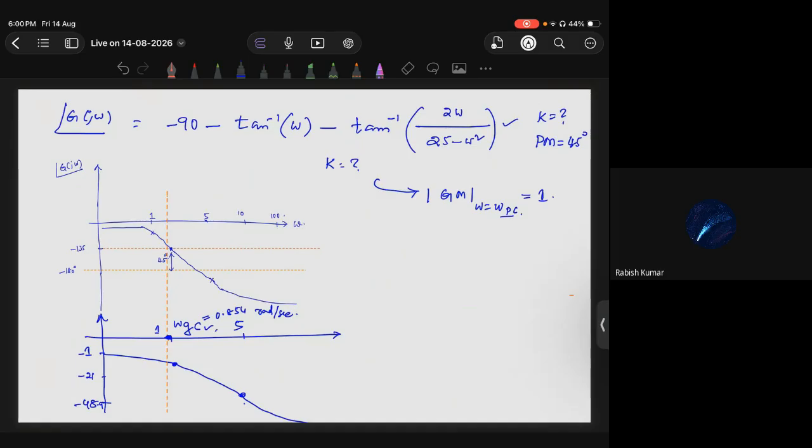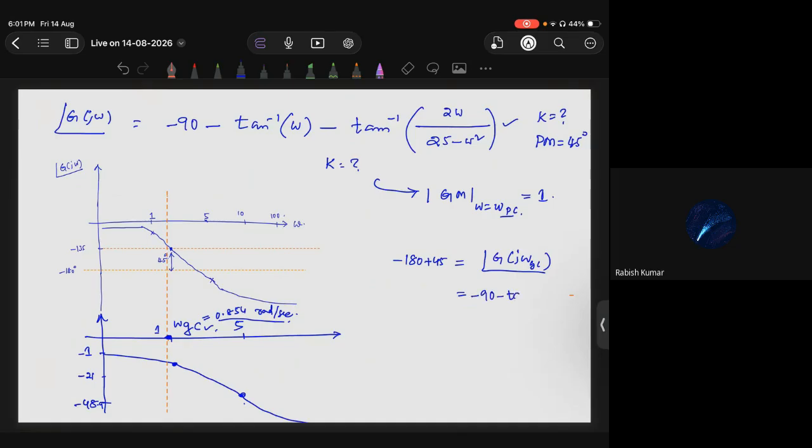So if you draw it in MATLAB, you'll get omega GC as 0.84 radians per second. Once you have 0.84 radians per second, that is where your phase margin is deviated by 45 degrees. So that means, at this frequency, you can equate minus 180 plus 45, that is equivalent to angle G of j omega GC. It means, substitute this 0.84 into this equation.